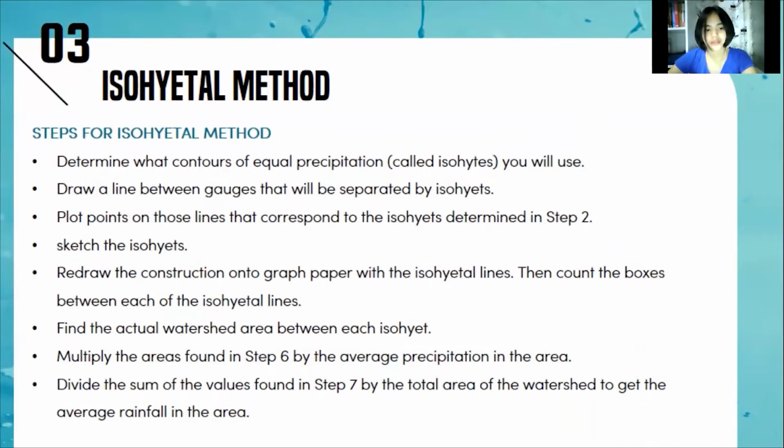Also redraw the construction onto graph paper with the isohyetal lines. Then count the boxes between each of the isohyetal lines. Find the actual watershed area between each isohyet. Multiply the areas found in step 6 by the average precipitation of each area. And also divide the sum of the values found in step 7 by the total area of the watershed to get the average rainfall in the area.